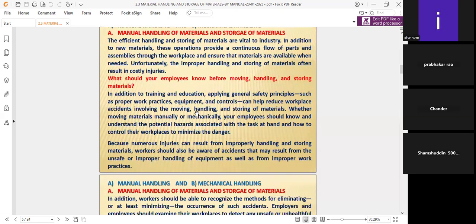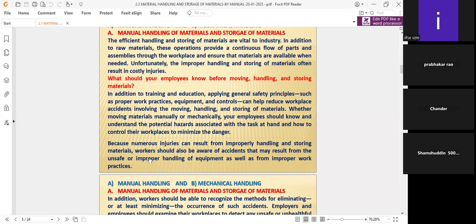That is what the paragraph says. Because of the numerous injuries that can result from improper handling and storing of materials, workers should also be aware of accidents that may result from unsafe or improper handling of equipment, as well as from improper work practices. The employees should know this during the training only. You have to expose them very clearly.